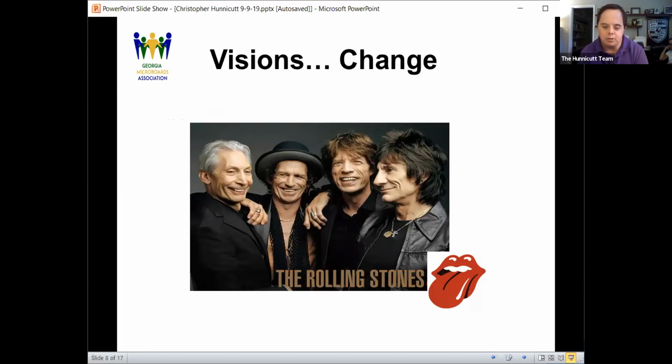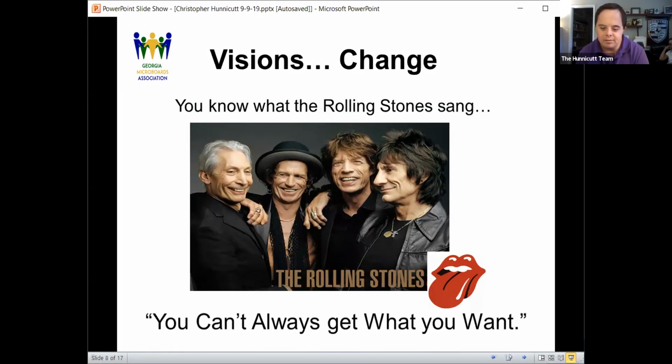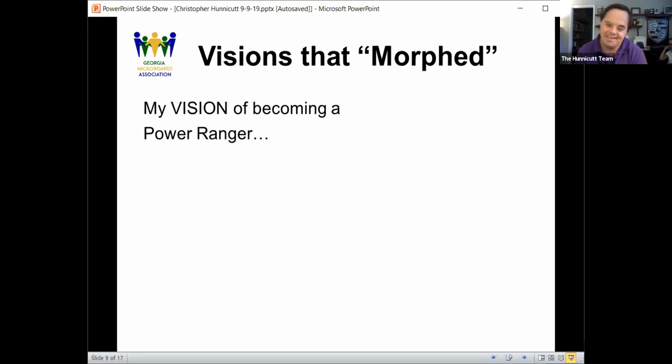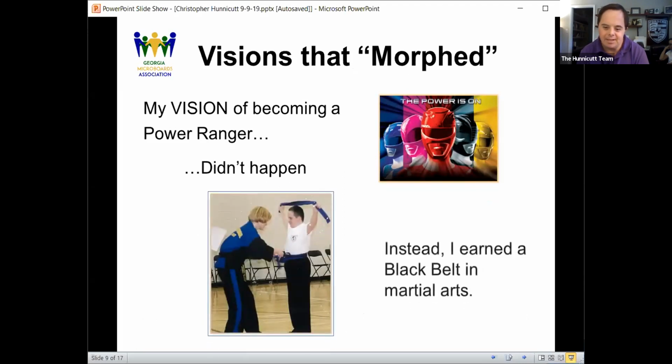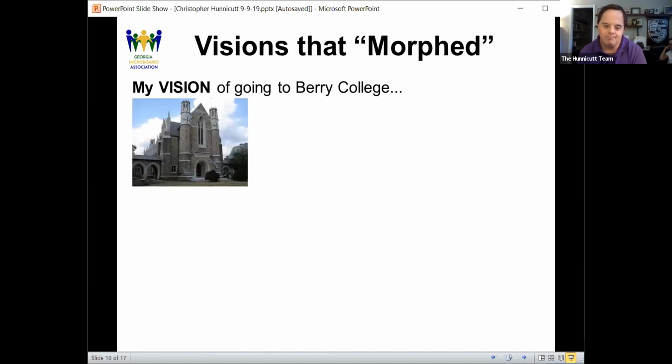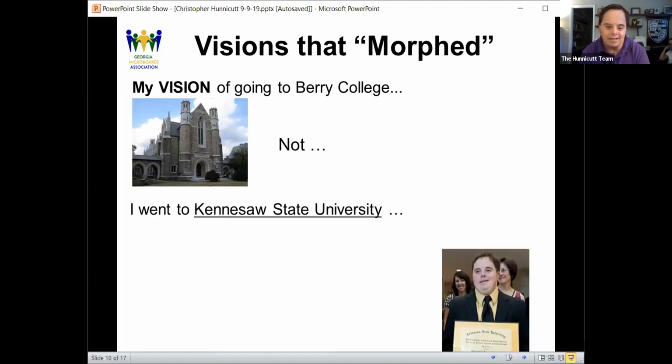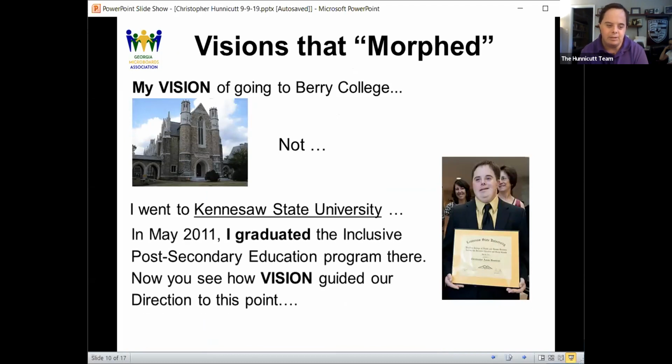Here's a picture of the Rolling Stones. The visions change. You know what the Rolling Stones sing: you can't always get what you want. My vision of becoming a Power Ranger didn't happen, but instead I earned a black belt in martial arts. My vision was to go to Bay College. Instead, I went to Kennesaw State University in May of 2011. I graduated from the inclusive post-secondary education program there. Now, you see, vision gave us direction to this point.